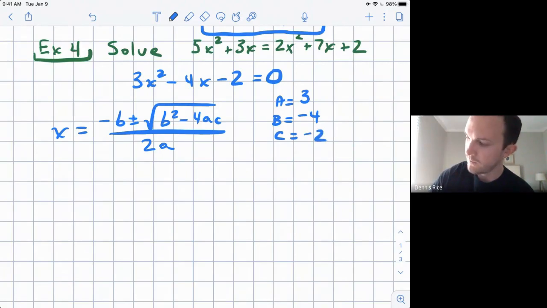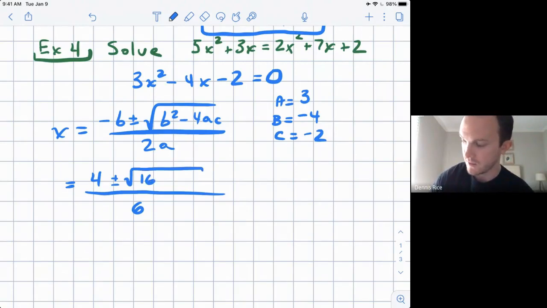Now let's plug in. Negative 4 is going to become positive 4. All over 2a, 2 times 3 is 6. I'm kind of cleaning up as I plug in. Negative 4 squared, be careful, is 16, not negative 16. Minus 4 times a times c.